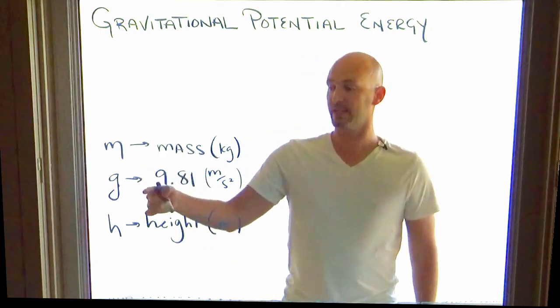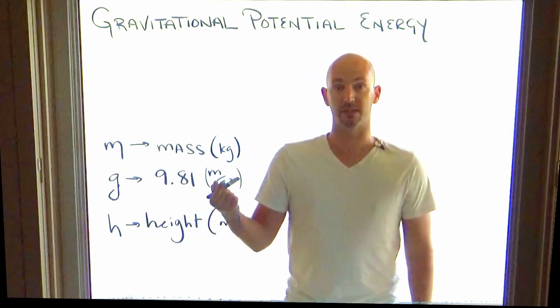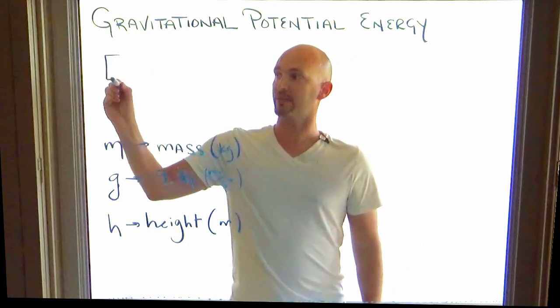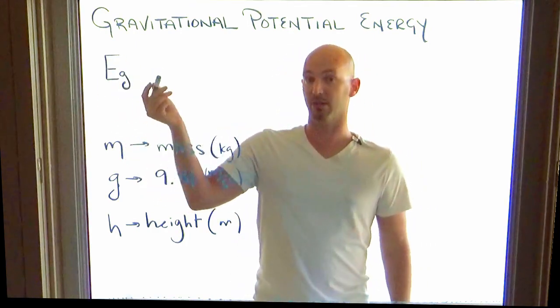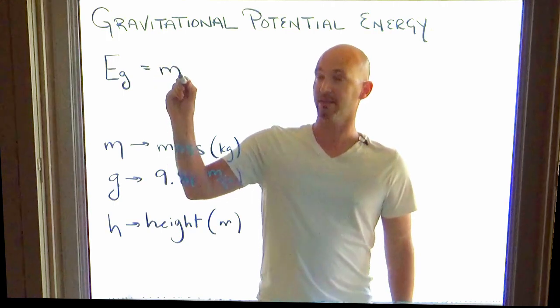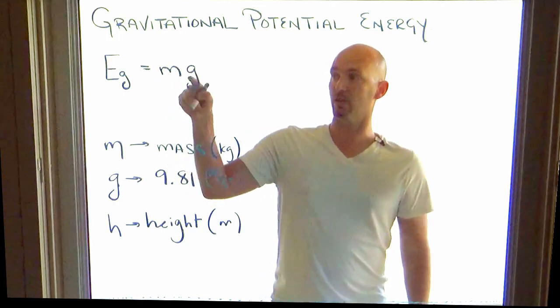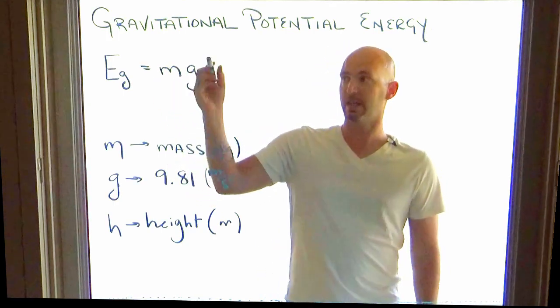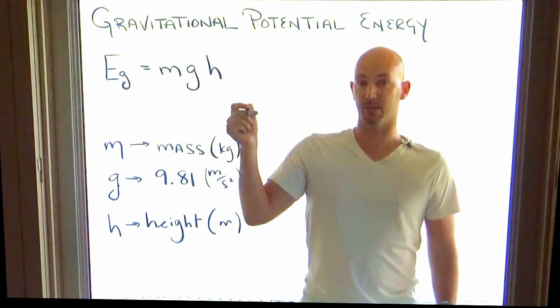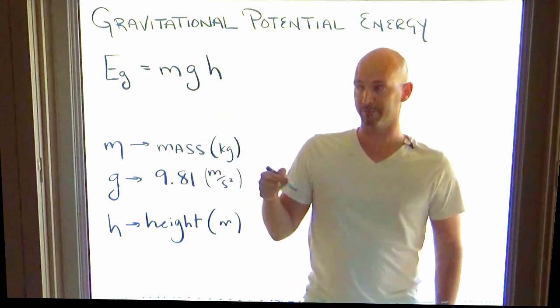Now you combine these three things together and you get a reasonably simple equation: the gravitational potential energy of a particular object is its mass multiplied by the local acceleration due to gravity and the height the object has been raised to, all multiplied together.